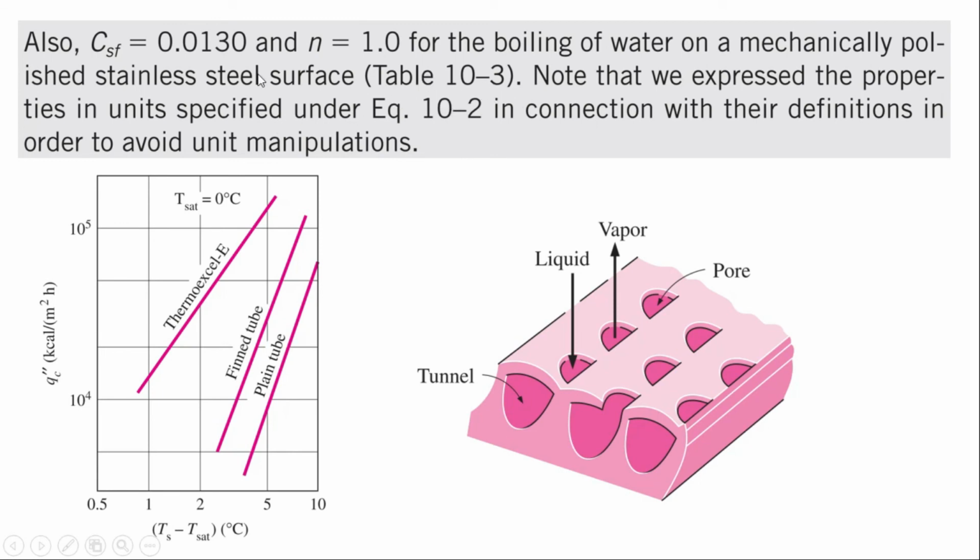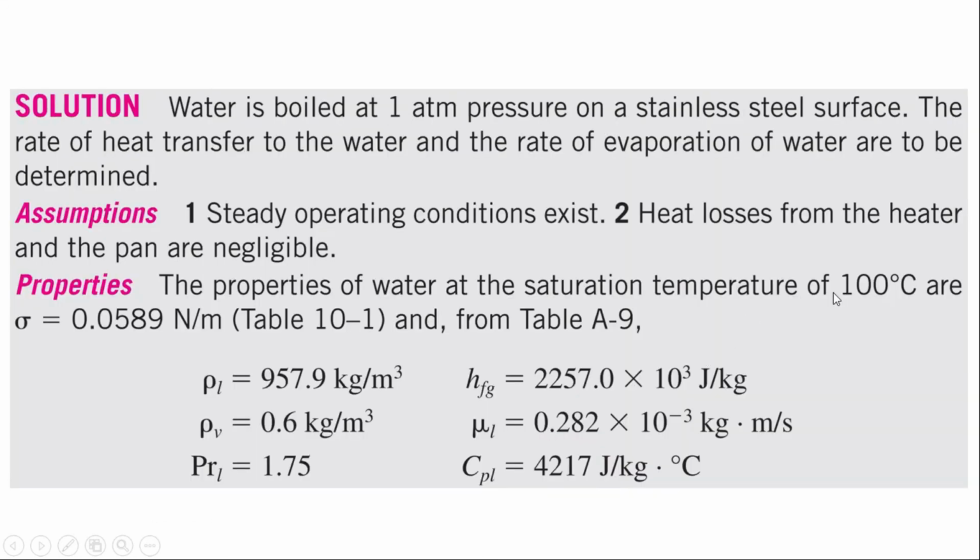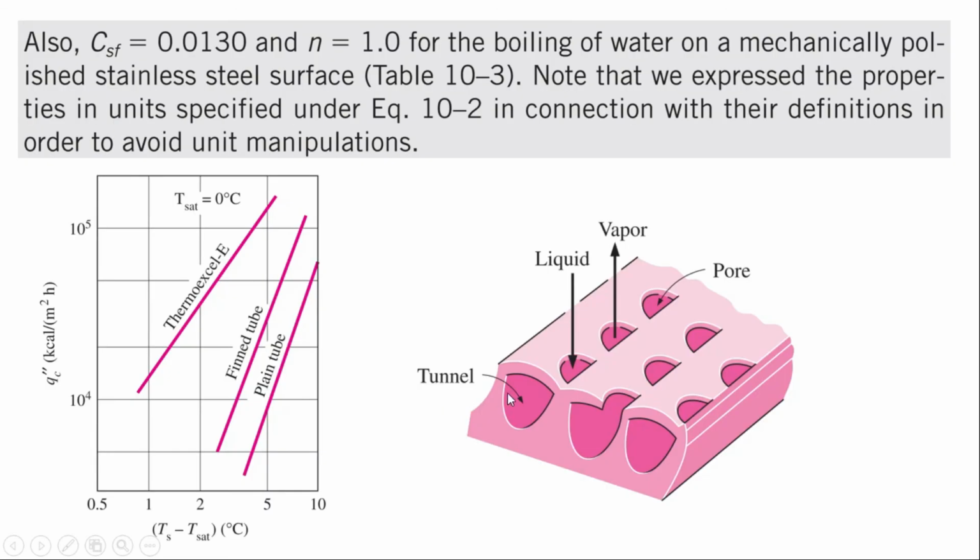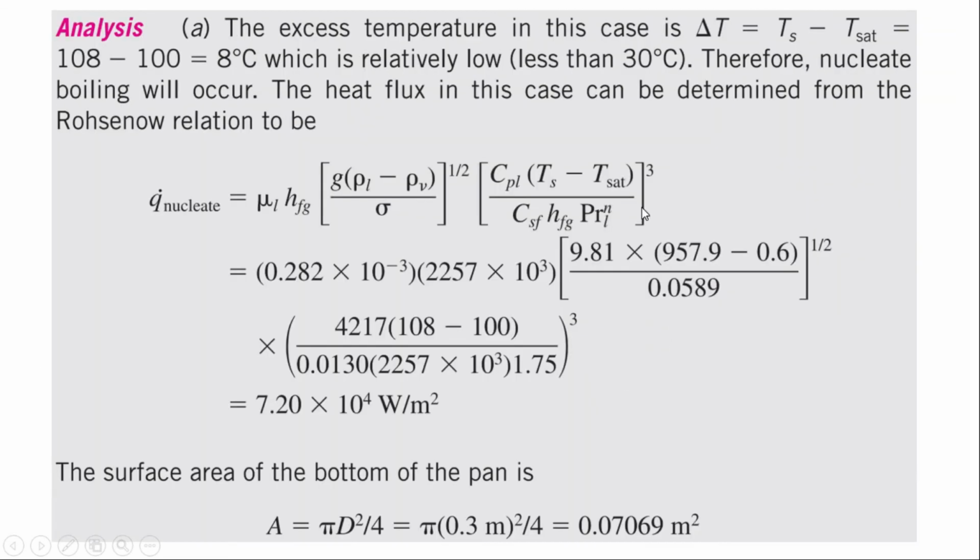and after putting the values of these two constants, along with the other parameters taken from table A9 and table 10A, this is the correlation you use to calculate the heat flux for nucleate boiling. After putting in all the values, you will get 7.20 times 10 raised to the power 4 watts per meter squared. This is the value of the boiling heat flux in the nucleate boiling regime.